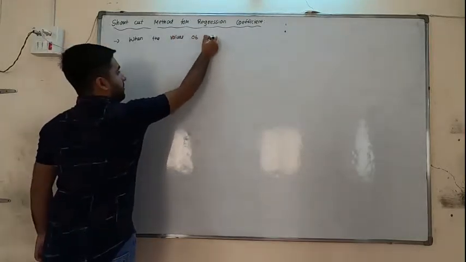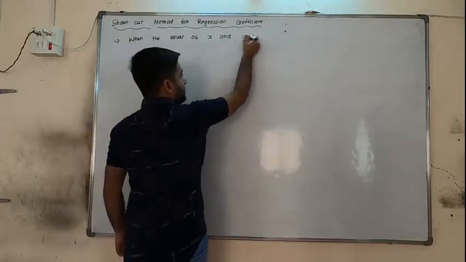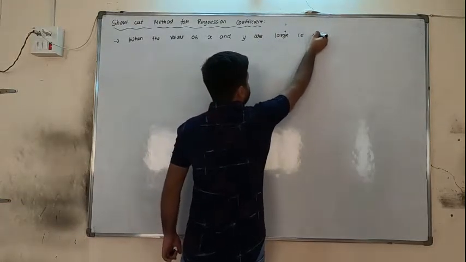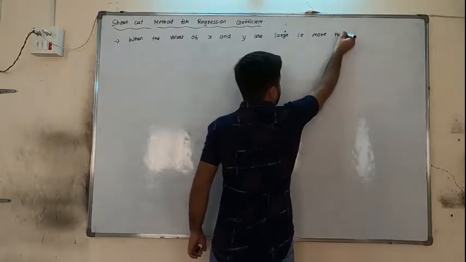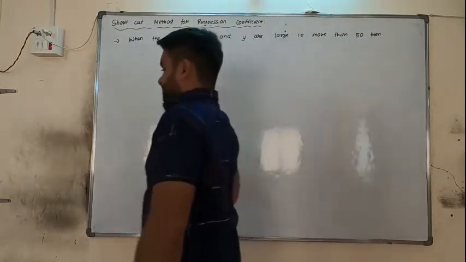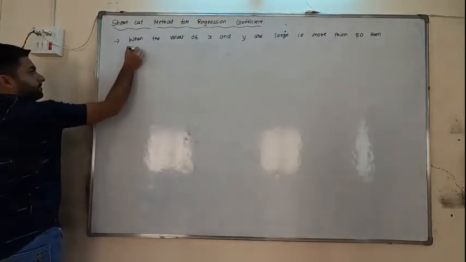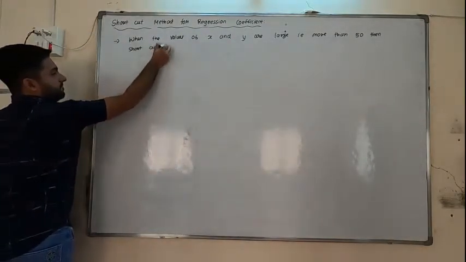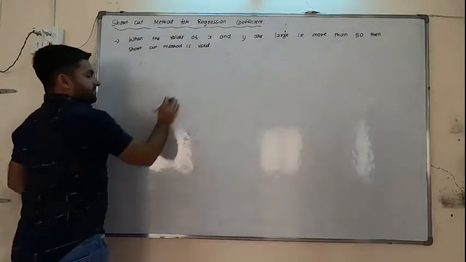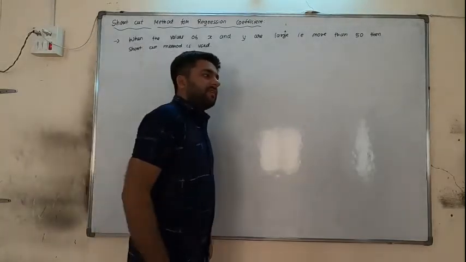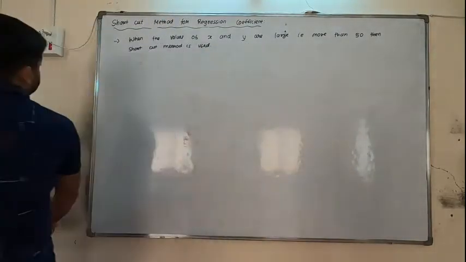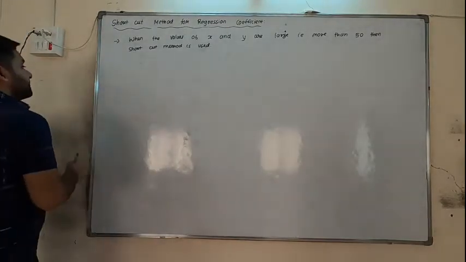When the values of x and y are large, that is more than 50, then the shortcut method is used. You can see the rules in the previous chapter also, the same rules will apply, only a little bit of change in the formula. Now as you know, we have to use it with scale transformation and without scale transformation also.